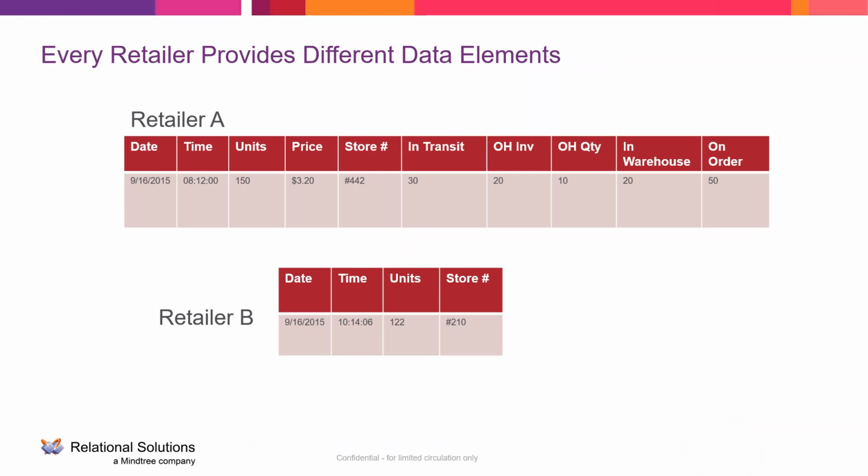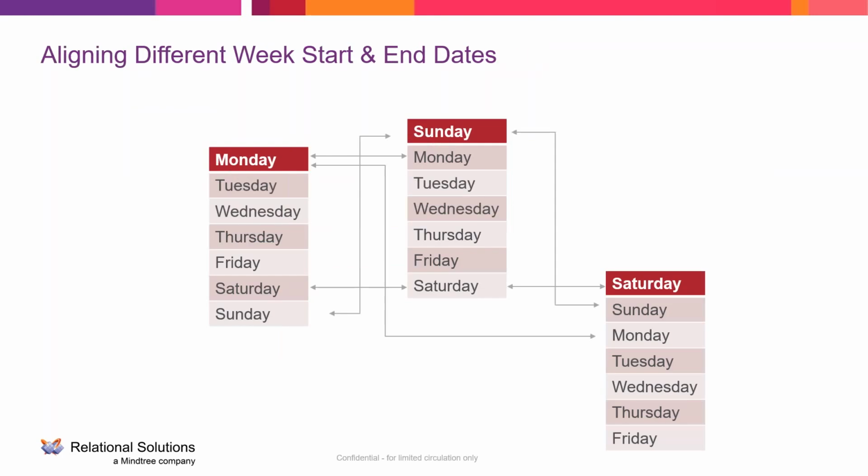You may have retailer A who's sending you attributes that include time, date, units, price, store, whether or not they have product, how many units are in transit, on-hand inventory, on-hand quantity, in warehouse, on order. You'll have another retailer that sends very basic information: the date and time, number of units, and maybe the store number. So it's very, very difficult to align that information when they don't always provide, and in fact, they never all provide the exact same information. So aligning that is an issue for analysts.